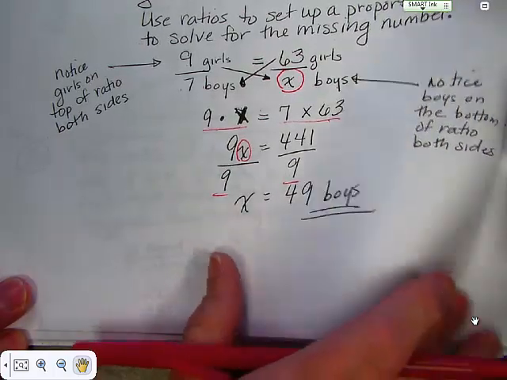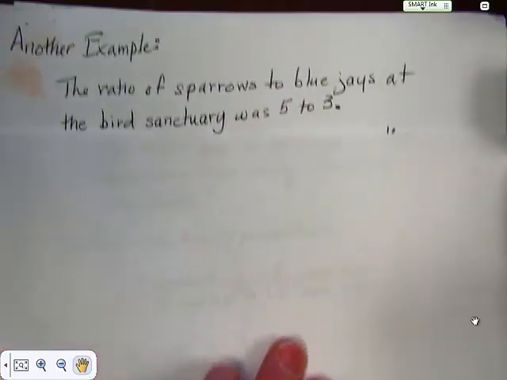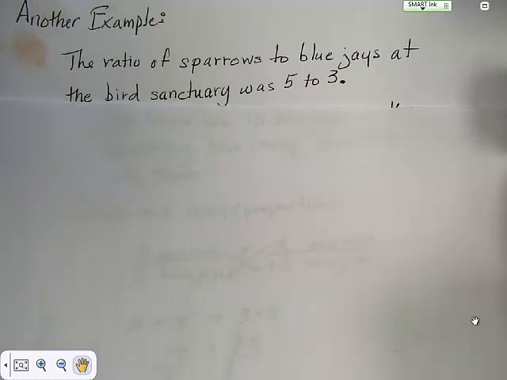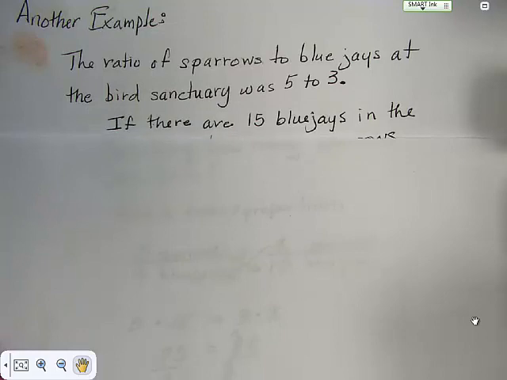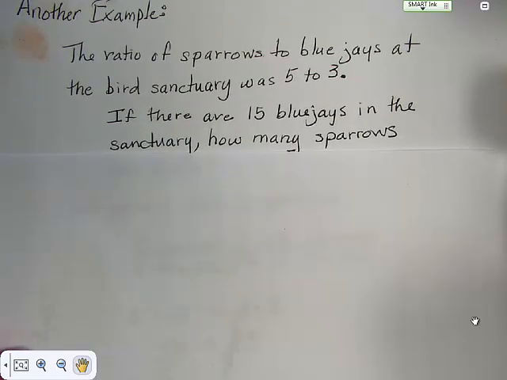Now this isn't all that difficult. Setting up ratios to solve word problems is really quite easy. Let's do another one and see if we can figure it out. Alright. The ratio of sparrows to blue jays at the bird sanctuary was 5:3. If there are 15 blue jays in the sanctuary, how many sparrows are there?